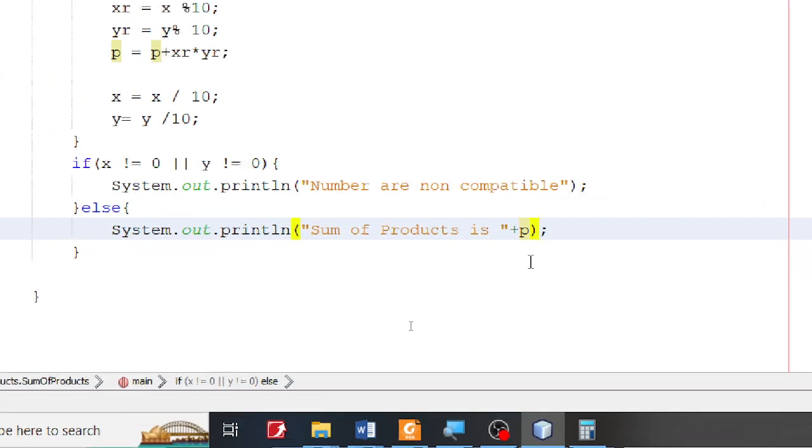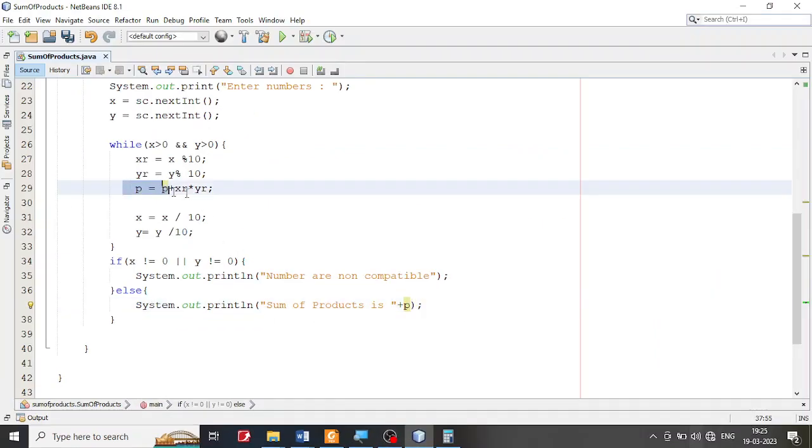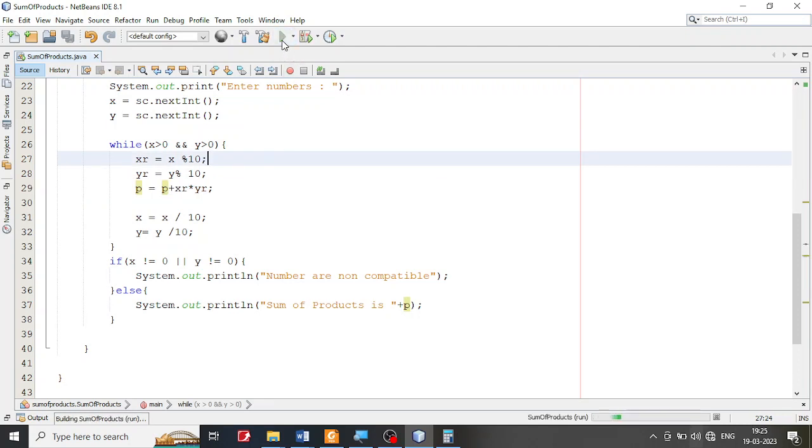What is this P that I have done? P is the one that I'm calculating every now and then. Okay. So this is it. Let's give it a try. I'm going to save it and run it.